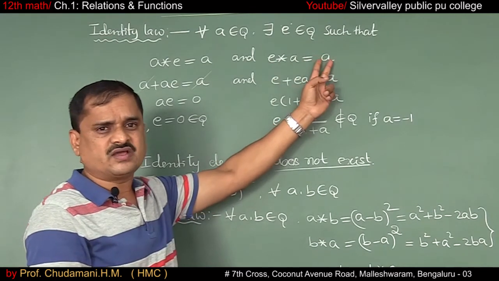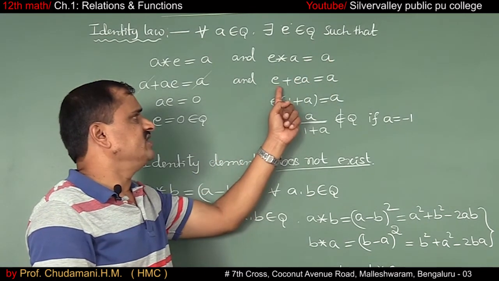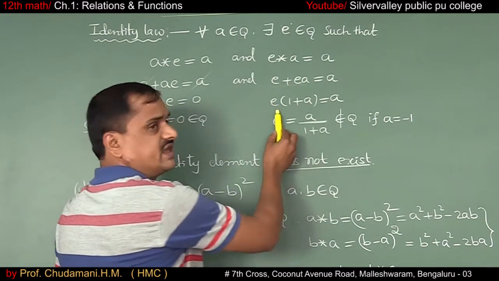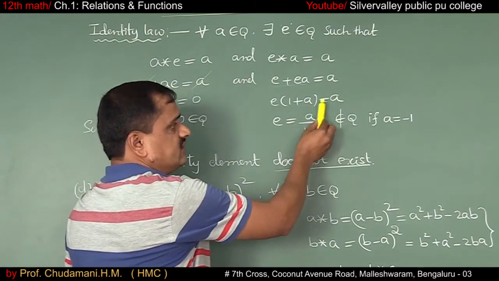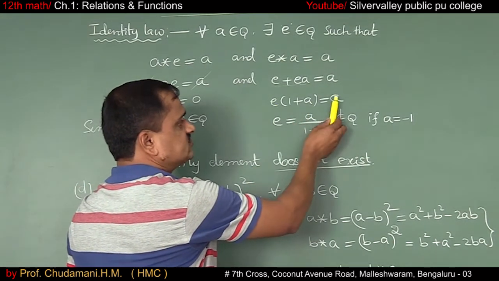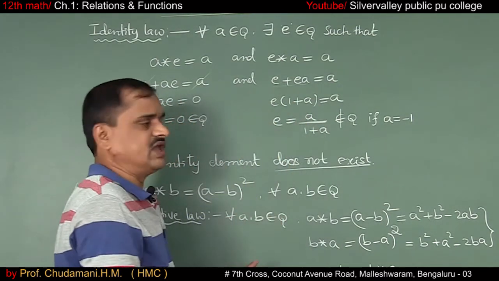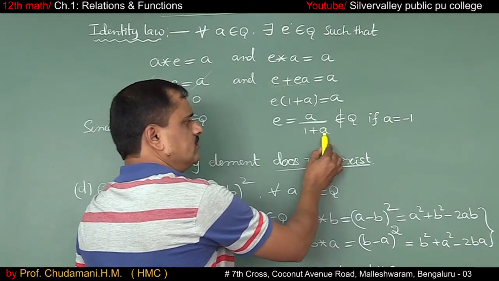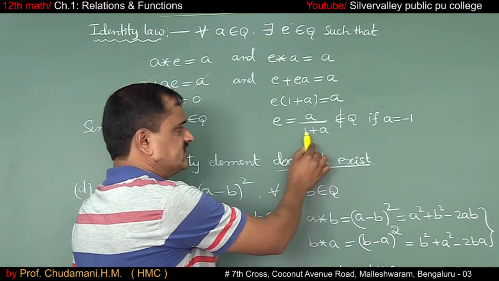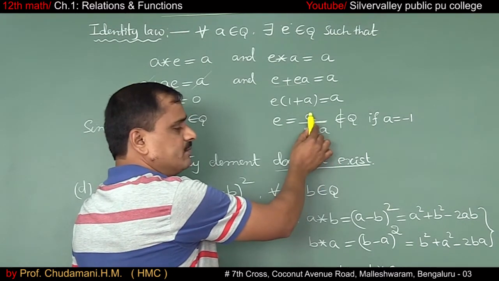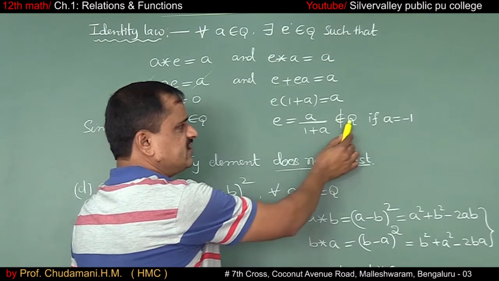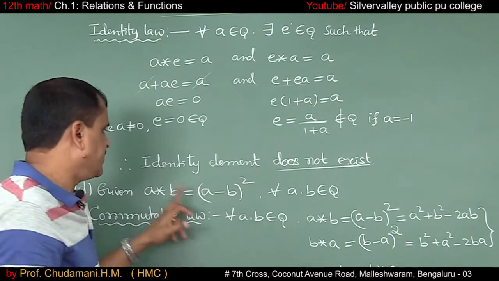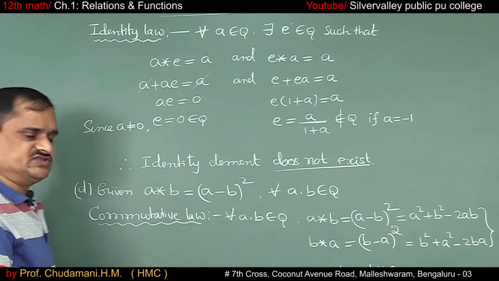E star A equals A can be written as E plus EA is equal to A. Between these two, I just take E common. E into 1 plus A is equal to A. So, E equals A divided by 1 plus A. So, this does not belong to Q if A is equal to minus 1. A is equal to minus 1. 1 minus 1 means 0. Minus 1, anything by 0 is infinity, does not belong to Q. So, of course, identity element is unique. Identity element does not exist.